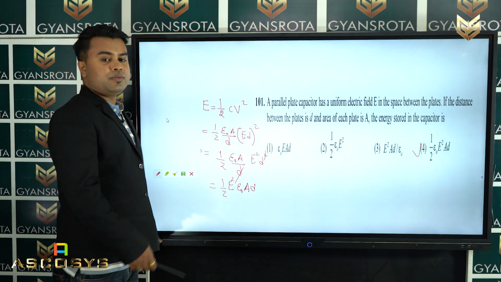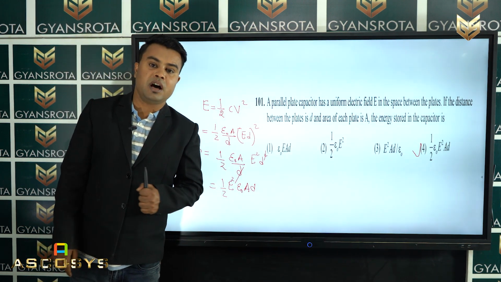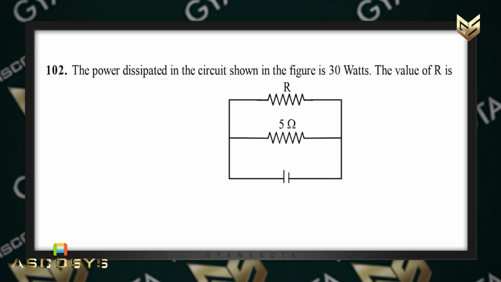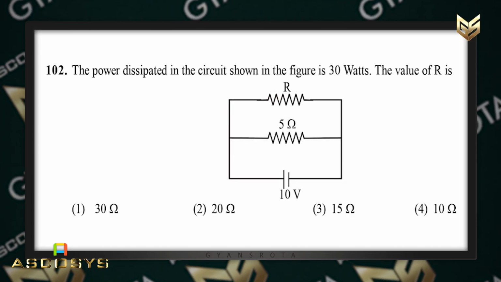Fine. Now let us move to the next question, that is question number 102. The power dissipated in the circuit shown in the figure is 30 watt.